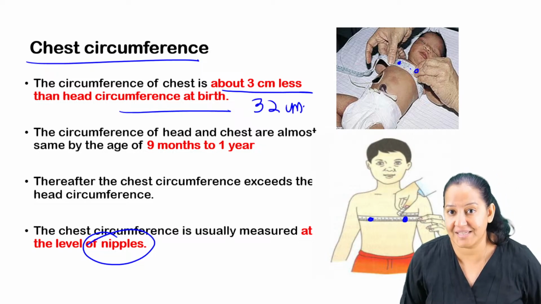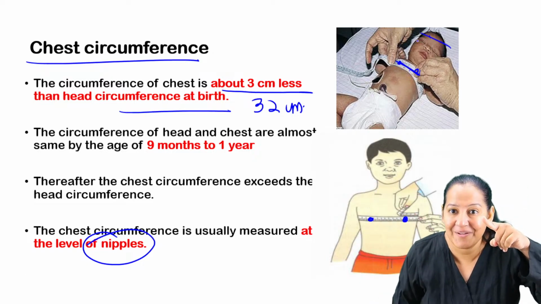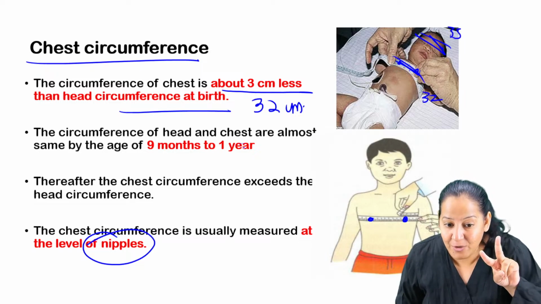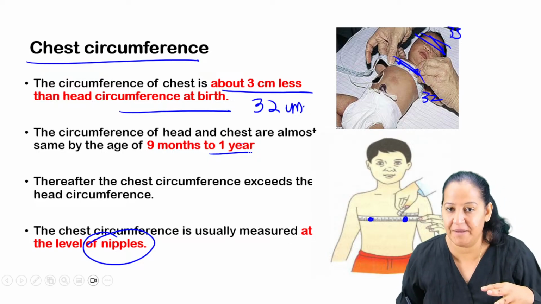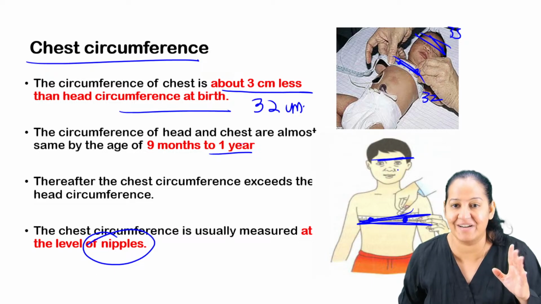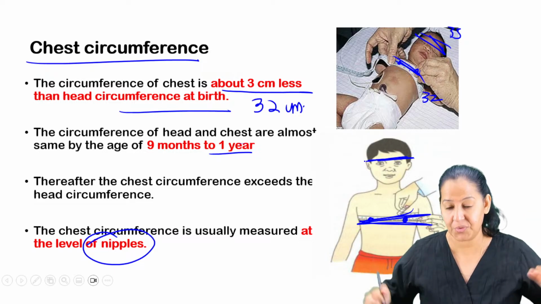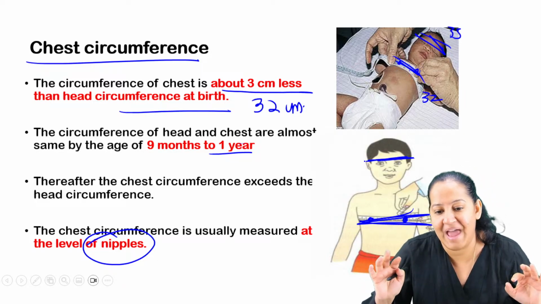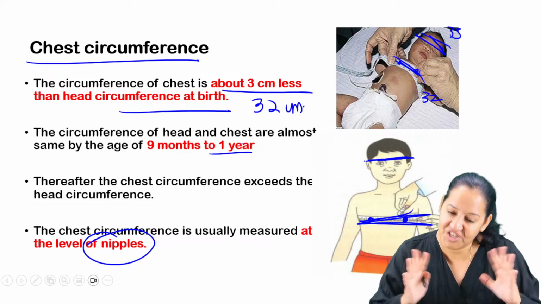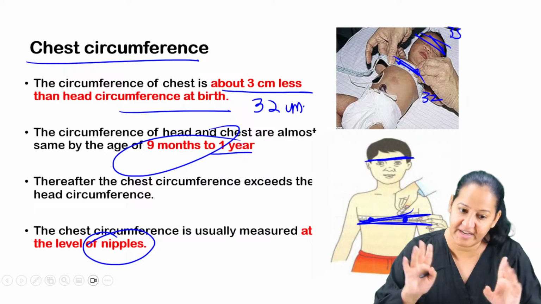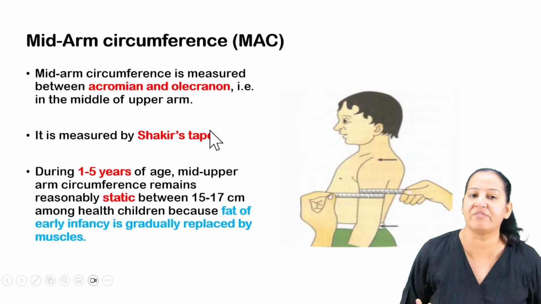At birth, the chest circumference is less than the head. The head is more. Can you see this diagram? You can see the head is 35, but the chest is 32 only. At 1 year, they become equal, and after that the chest is more and the head is less. You can see in adults, the head is less but the chest is more. After 1 year, the exchange takes place. At 9 months to 1 year, they become equal. And it is measured at the level of the nipple.